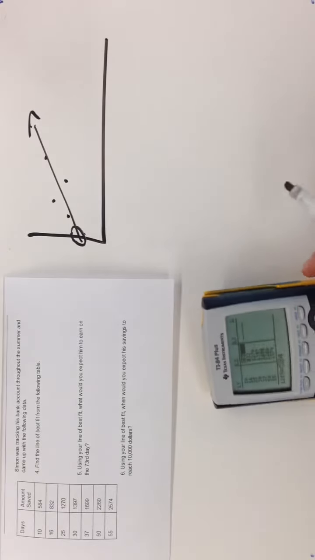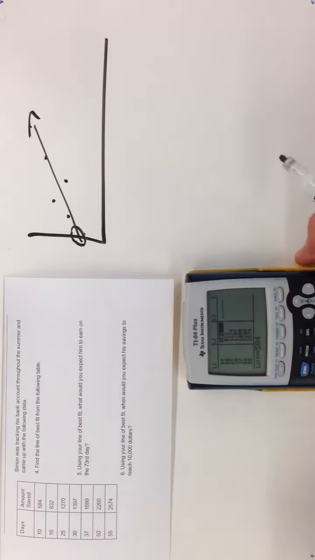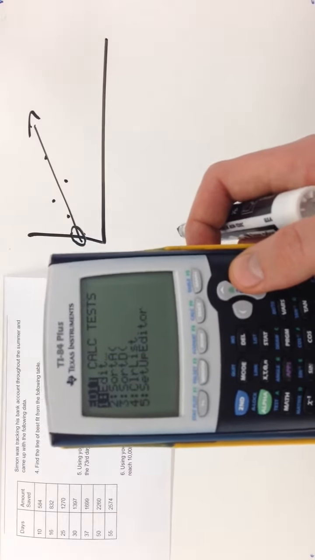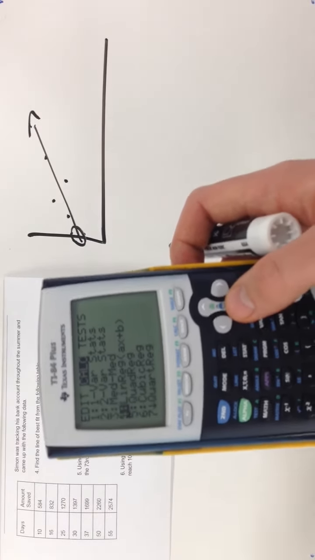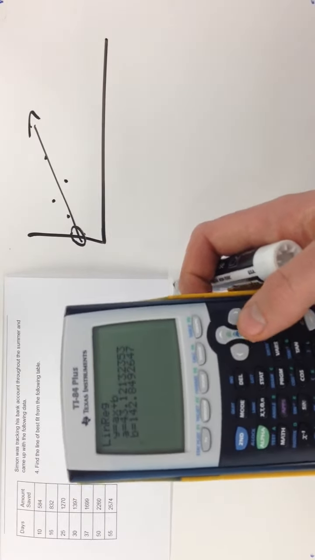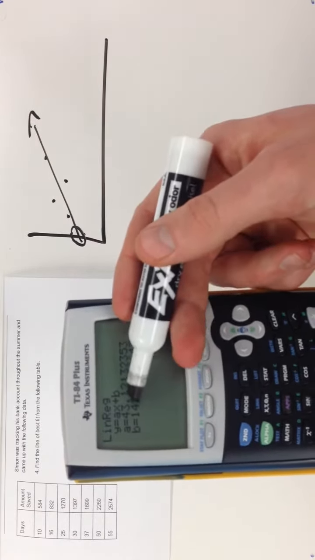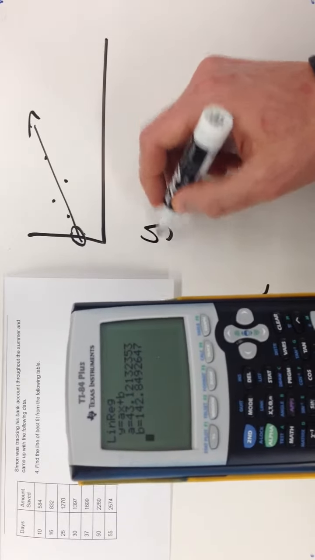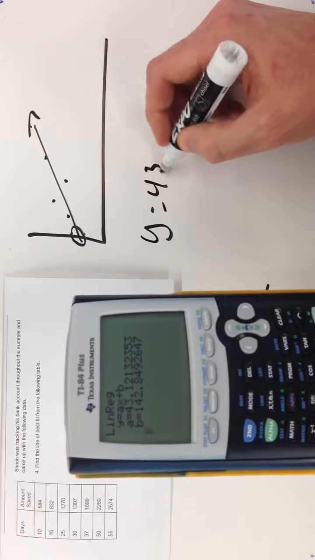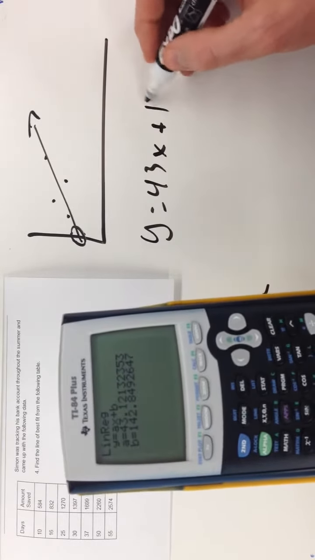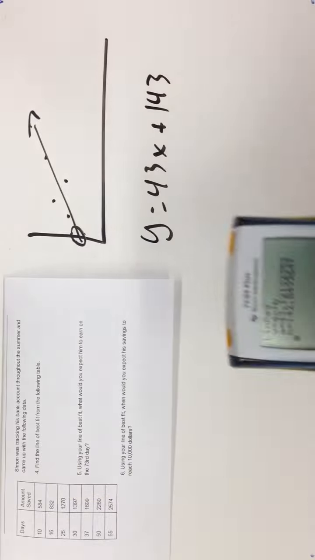So now I want to use my calculator to help me make the line of best fit. So I go back to Stat because we're dealing with that, and I go right to Calculate and down to linear regression, right? Click Enter and Enter again. Now it's going to tell me that the a in this y equals ax plus b is 43 and the b is 142. So my line of best fit is y equals 43x plus, I'll round that to 143.